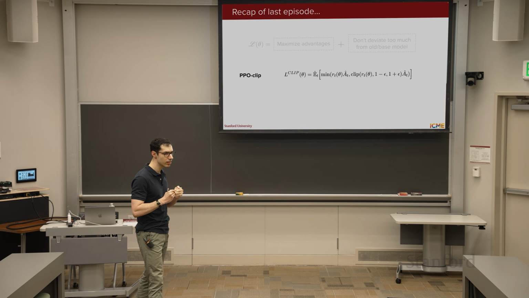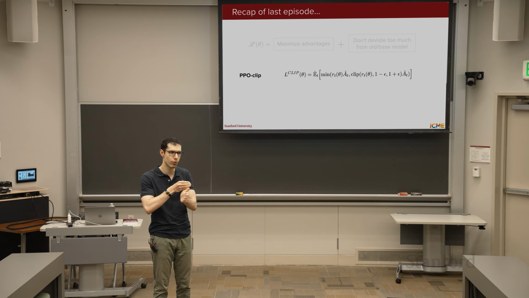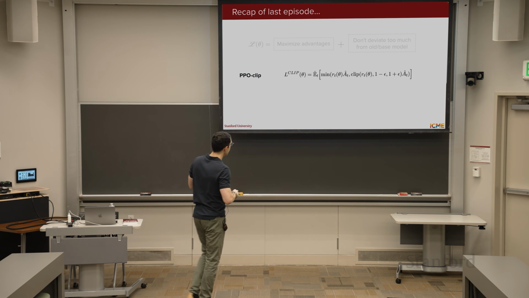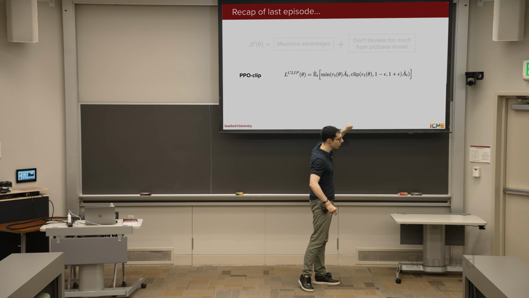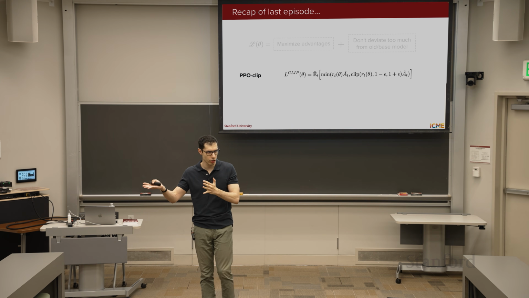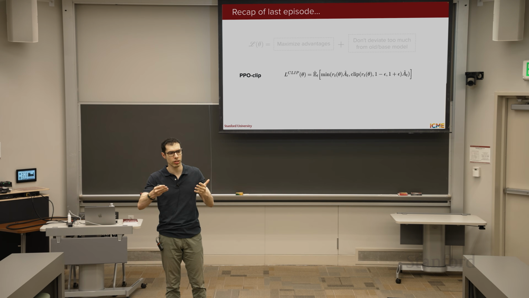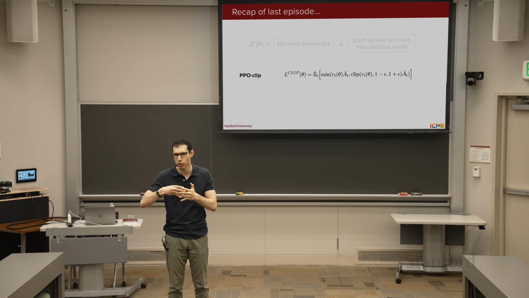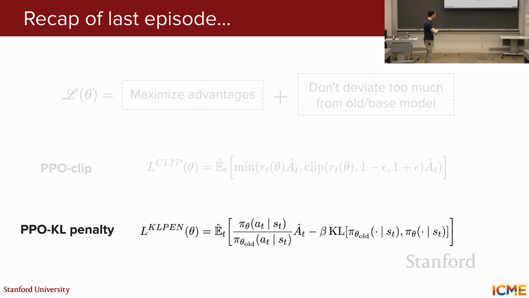And the old policy here is the policy that is at the previous RL iteration. So what we do is that we have a clipping mechanism such that the ratio cannot go beyond certain thresholds, such that we do not want to incentivize the model to make too big of an update. And we saw another variant of PPO, which is called PPO KL penalty. And this variant uses the KL divergence to penalize the model from changing too much.